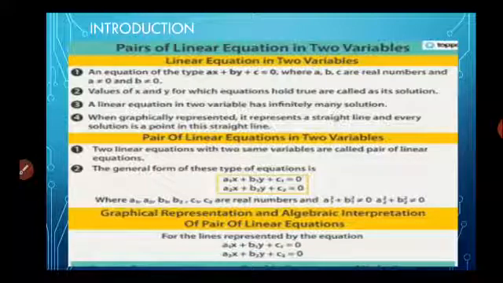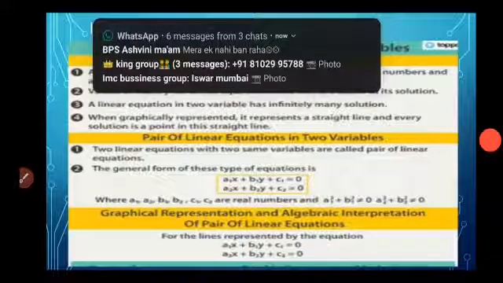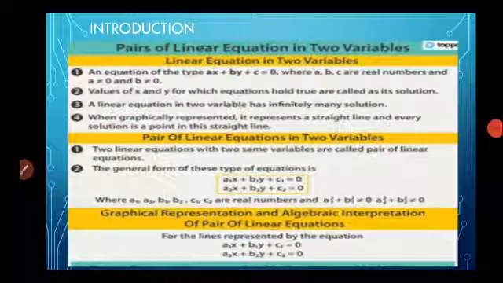Any equation of the form ax plus by plus c is equal to 0. Here we have to pay attention: ax plus by plus c is equal to 0, where a, b, c are real numbers. Here a should not be equal to 0 and b also should not be equal to 0. Otherwise, if any one is 0, then it will not be an equation of two variables. So a and b both should not be 0.